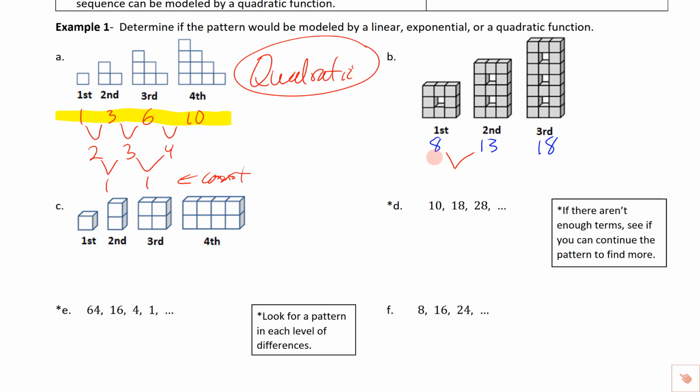First level difference here, 13 minus 8 is 5. 18 minus 13 is 5. So again, we've got a constant first level difference here. So this one's going to be linear. Okay, so constant first level difference, that's going to be linear.